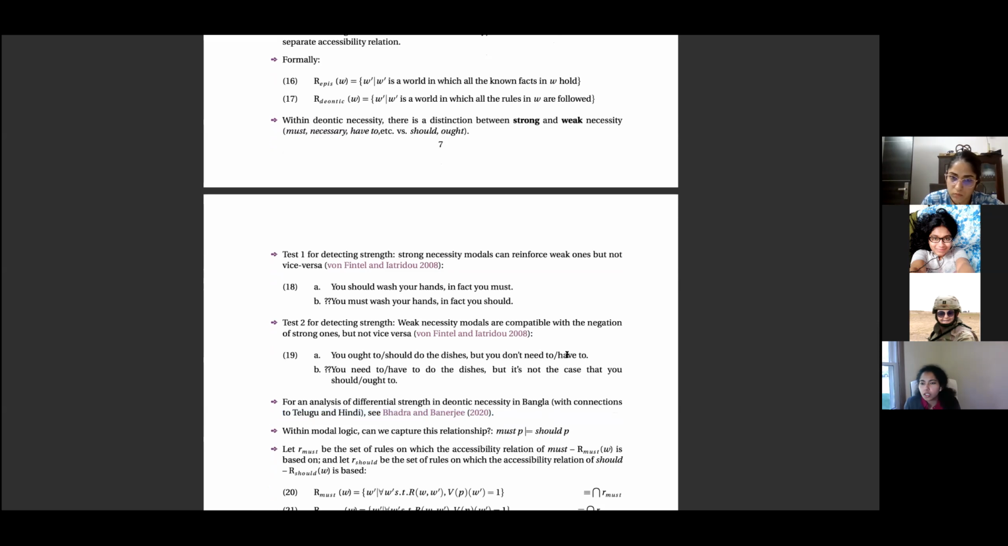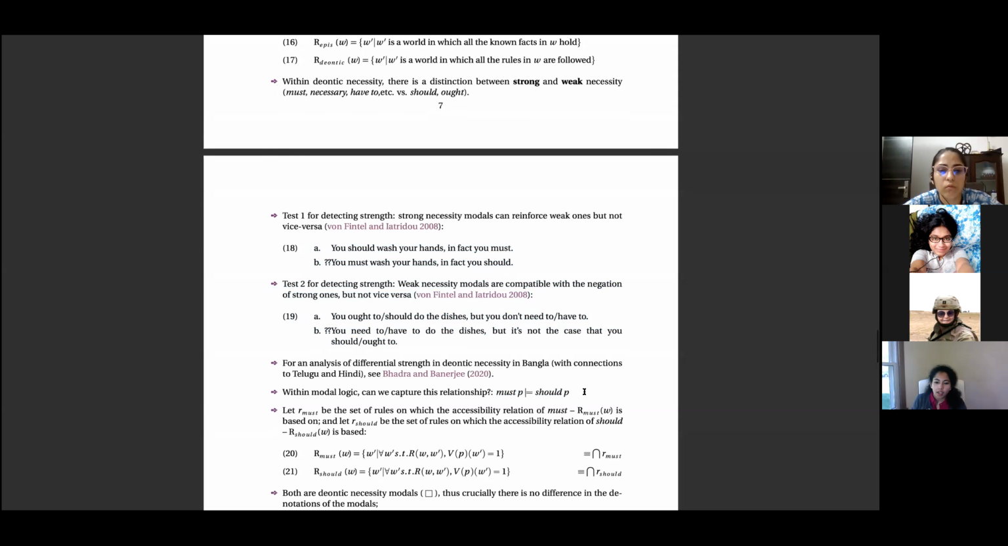Okay, so within modal logic, we want to capture this relationship, right? Remember, must is a strong necessity modal, and should is, quote unquote, a weak necessity modal. So we should see entailment that way. Otherwise, these tests don't even make sense. So we want to capture this relationship: must P entails should P. Let's see how we go about doing it.